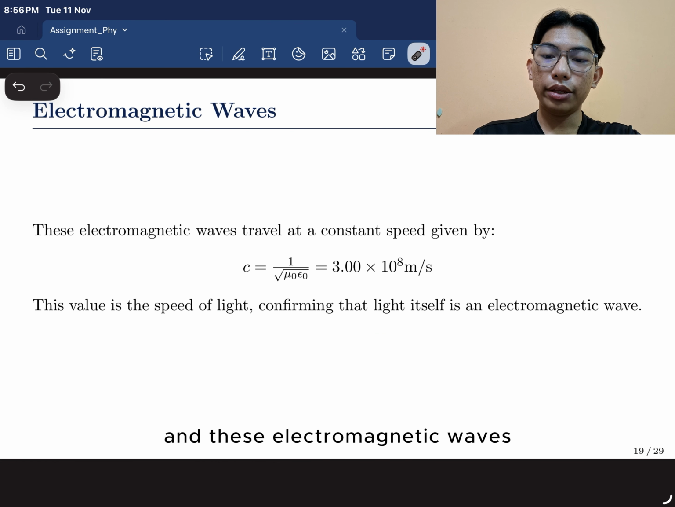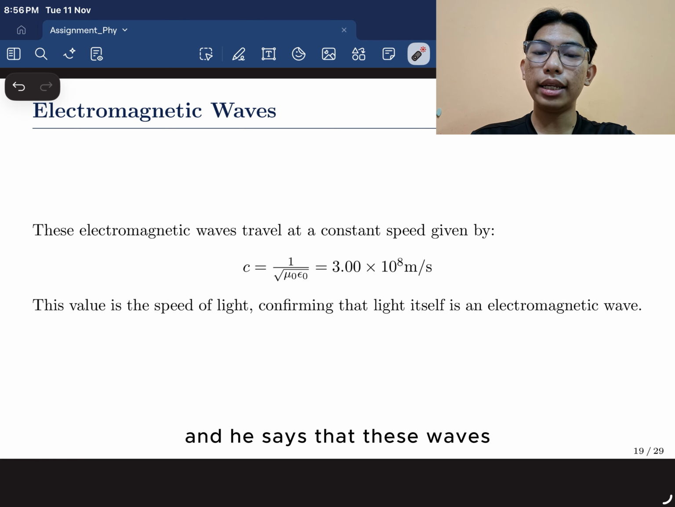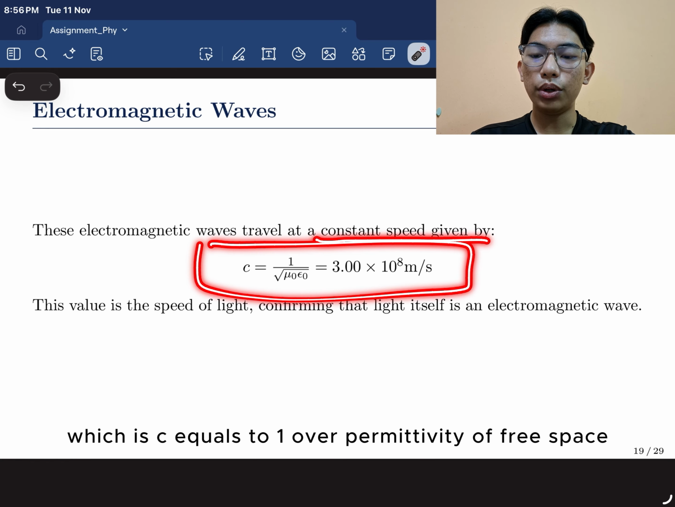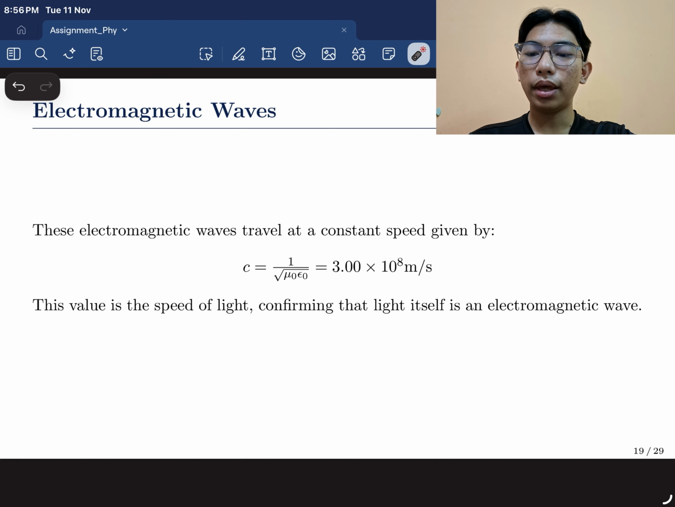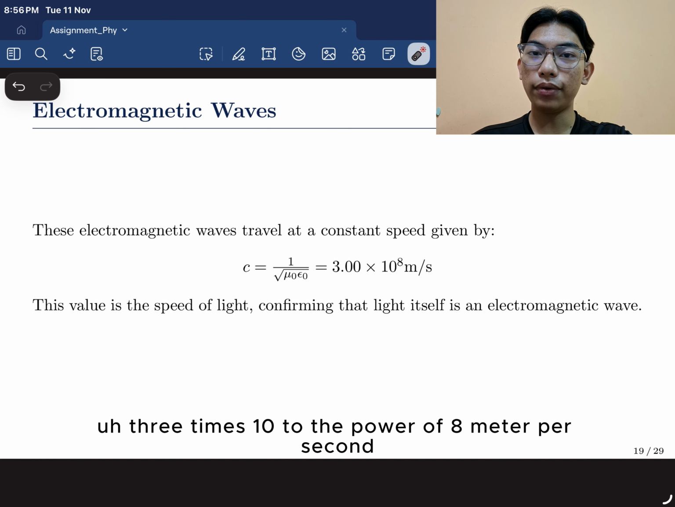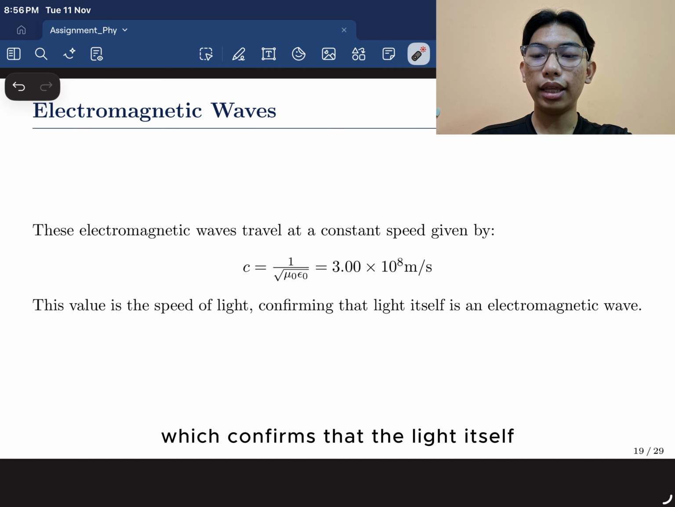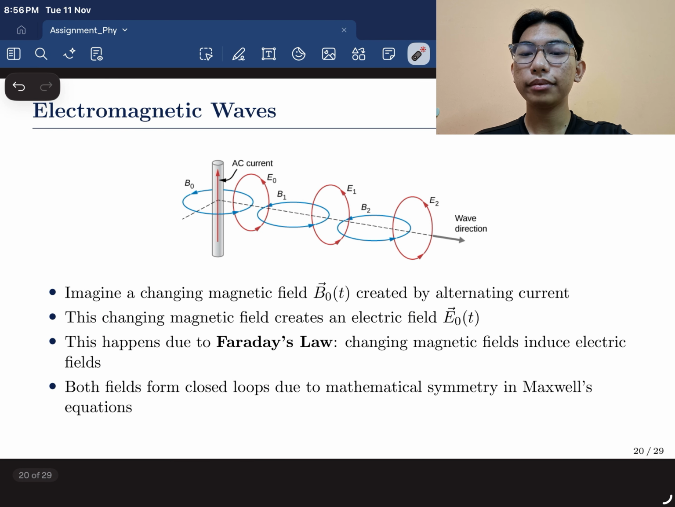And for these electromagnetic waves, Maxwell did the calculations, and he found that these waves travel at a constant speed given by this equation, which is c equals 1 over the square root of permeability times permittivity of free space, that equates to 3 times 10 to the power of 8 meters per second. And coincidentally, this is the value of the speed of light, which confirms that light itself is an electromagnetic wave.